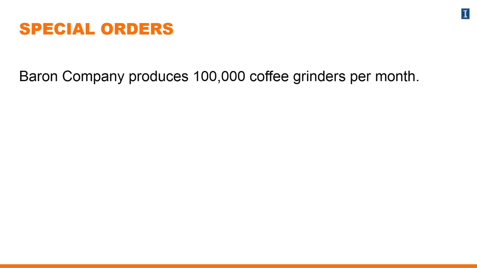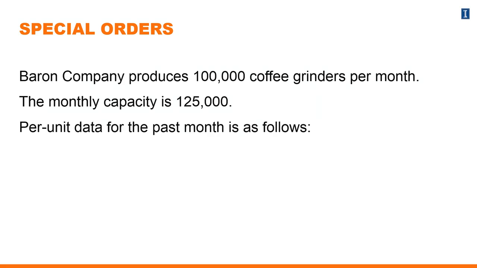Bear & Company produces 100,000 coffee grinders per month. The monthly capacity that they have in their facility is 125,000 units. So in essence, in this normal month, they're only using 80% of their available capacity. Per unit data for the past month, an average one, is as follows.